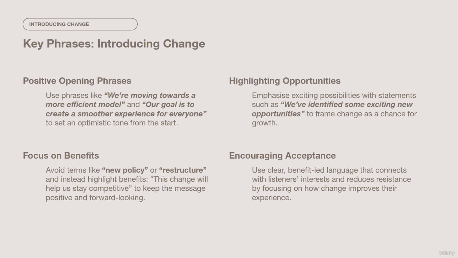Focus on benefits. Avoid terms like new policy or restructure and instead highlight benefits. This change will help us stay competitive, for example. If you talk about new policy or you talk about restructure, it's neutral. If you say the company's being restructured, that is neither good nor bad, that's just information. But if you start talking about the advantages, say the company's been restructured and we believe this change will help us stay competitive. Okay, now I get it. Even better, just say we're making some changes in order to help us stay competitive and just focus on the goal.